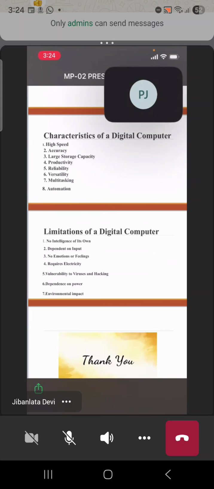Then the characteristics of a digital computer. The first one is speed. The speed is very fast, and computers work in microseconds and nanoseconds. They work so fast compared to humans that they can even replace the work of humans.